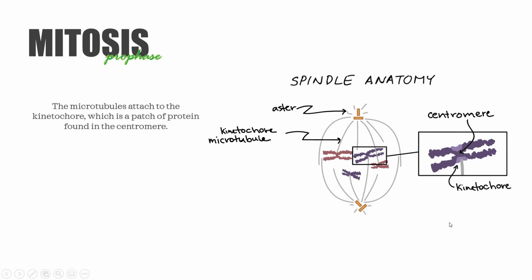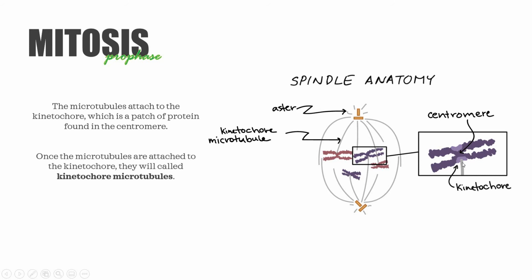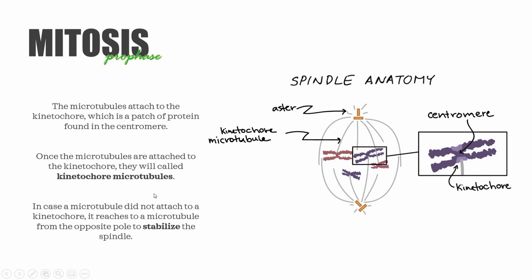Now let's talk about the details. The microtubules attach to the kinetochore, which is a patch of protein found in the centromere. Since it's a protein, it is specifically serving that purpose. Now, once the microtubules are attached to the kinetochore, they will be called kinetochore microtubules. Okay, so umulit lang tayo doon. In case a microtubule did not attach to a kinetochore, it reaches a microtubule from the opposite side, just like this one.